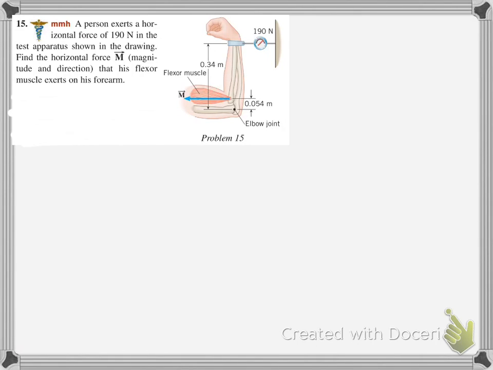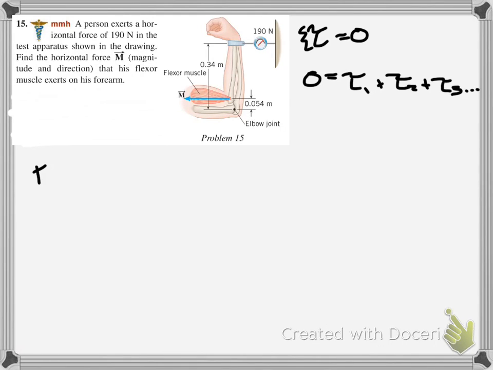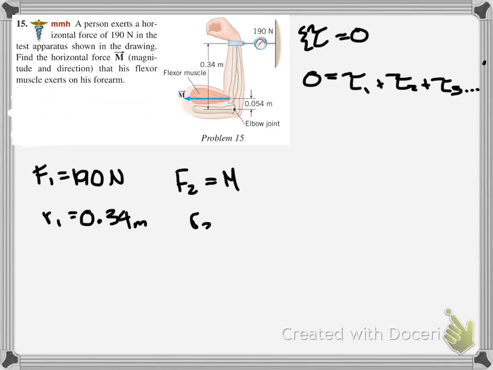first thing you gotta do is know that your net torque is 0 here, right? Next thing you gotta know is your net torque, which is 0, is equal to torque 1 plus torque 2 plus torque 3 and so on. Now write down what you know, which is F1 is equal to 190 newtons and F2 is M. You know that R1 is 0.034 meters and that R2 is 0.054 meters.